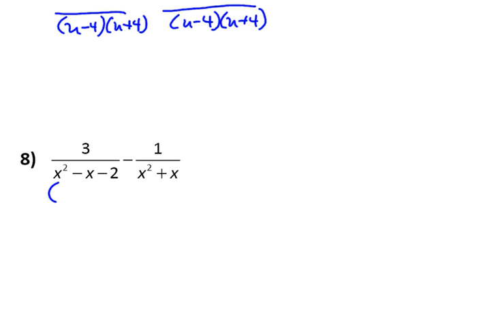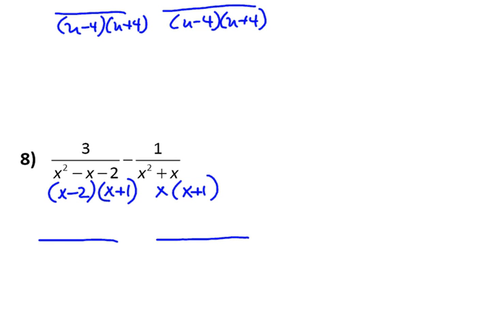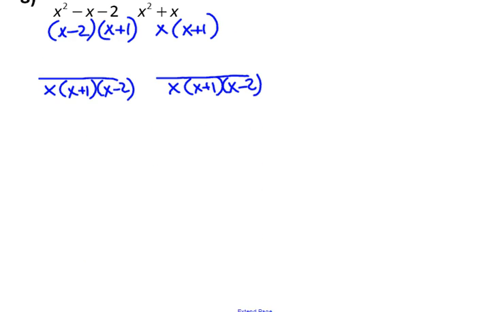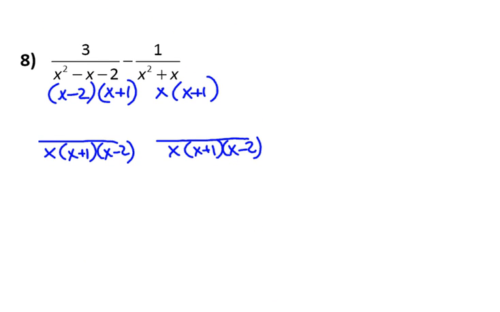8, AC method, so x minus 2, x plus 1. The second one, GCF, x, and x plus 1. So my LCD is going to be built with an x. It needs to have just that simple x. It needs to have an x plus 1, and it also needs to have an x minus 2. All right. I think there's one more, but we're going to stop right there for now.